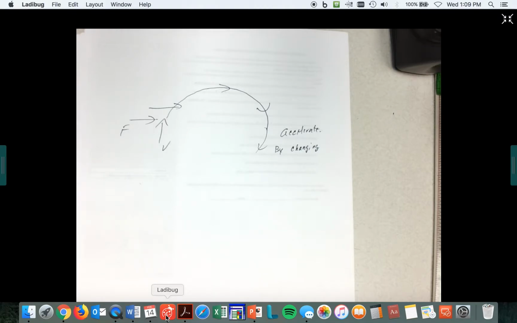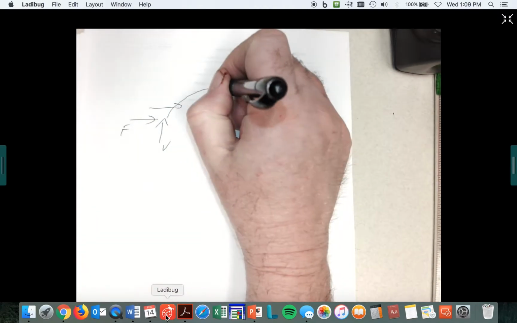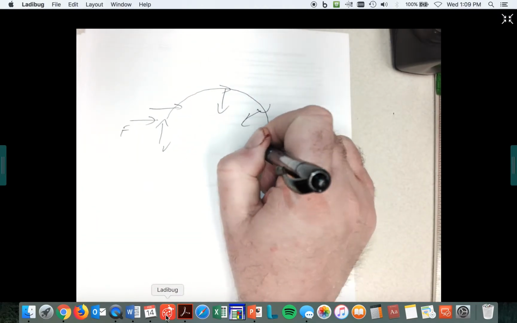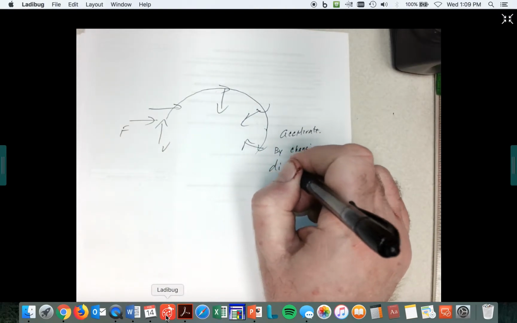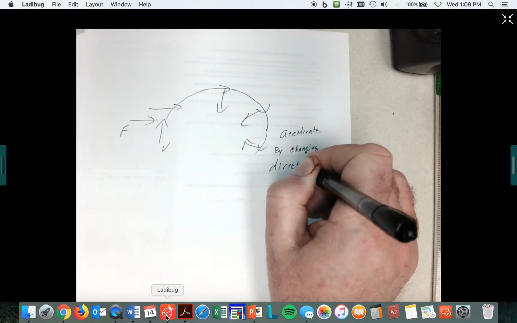You've got the gas pedal, which you can push on to speed up. You've got the brake, which you can push on to slow down. And you have the steering wheel, which you can use to turn, which accelerates you towards the center. Remember that? Centripetal force by changing direction. Okay, so there's a force. And what did we say that was?